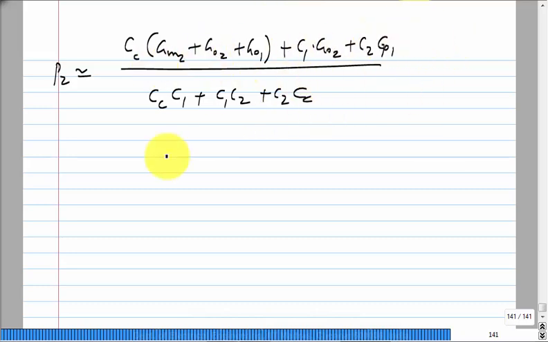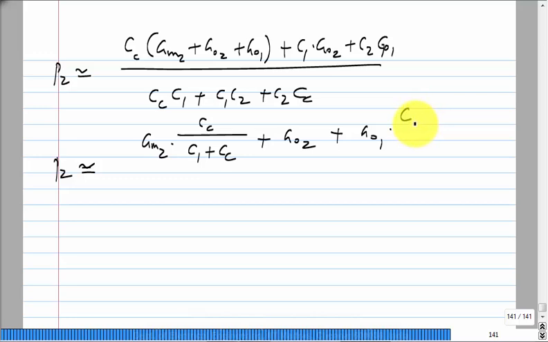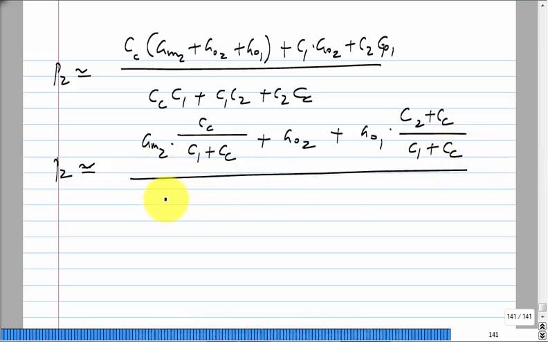okay. So, if I divide both numerator and denominator by C1 plus CC, what do I get? I will put GM2 first, I expect that to be the biggest. So, all I did was, there is no further approximation going from the first to the second expression here, all I have done is to divide the numerator and denominator by something, okay.